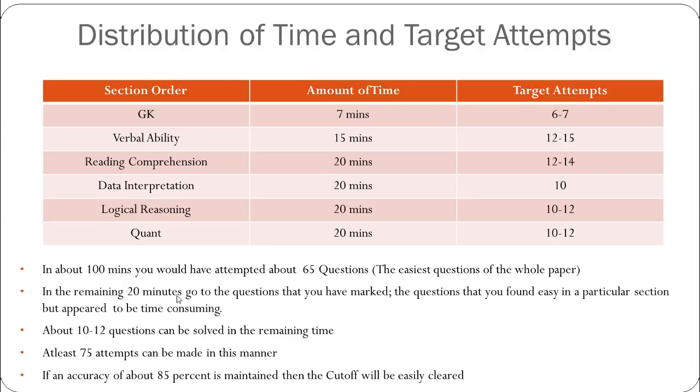So in this 20 minutes time, which is left, you can attempt about 10 to 12 questions and get about 8 correct. So this way, if you follow this strategy perfectly, then you'll be able to attempt at least 75 questions. And if you maintain an accuracy of 85%, you'll be easily able to clear the cutoff. The cutoff is generally around 45 to 48 marks, but let's assume it's going to be 50 marks. And if we attempt 75 questions with 85% accuracy, then 50 marks is going to be really easy to crack.